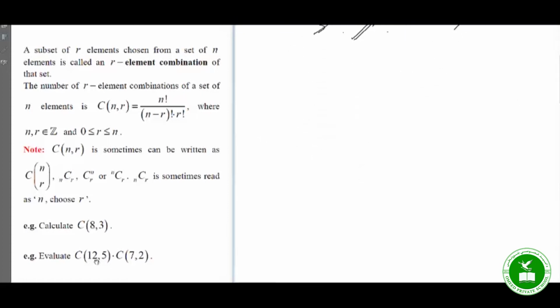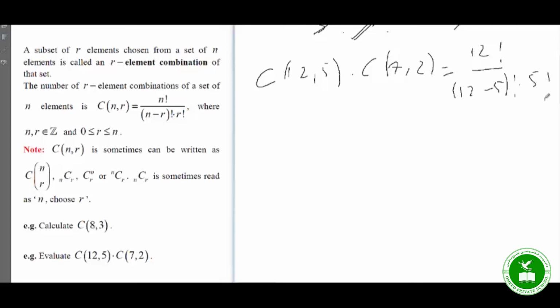How about the second example? Combination of 5 from 12 times combination of 2 from 7. Again, we do the same thing. Combination of 5 from 12 times combination of 2 from 7 is equal to 12 factorial over 12 minus 5 factorial times 5 factorial, times 7 factorial over 7 minus 2 factorial times 2 factorial. If we calculate them, we will get 16,632. This is the calculation or evaluation of these two combinations.